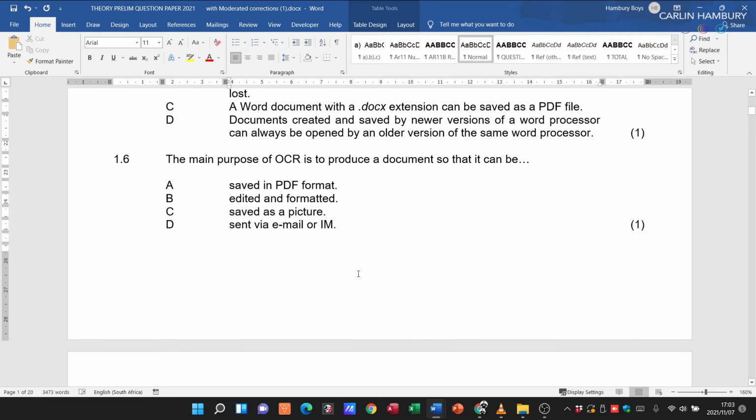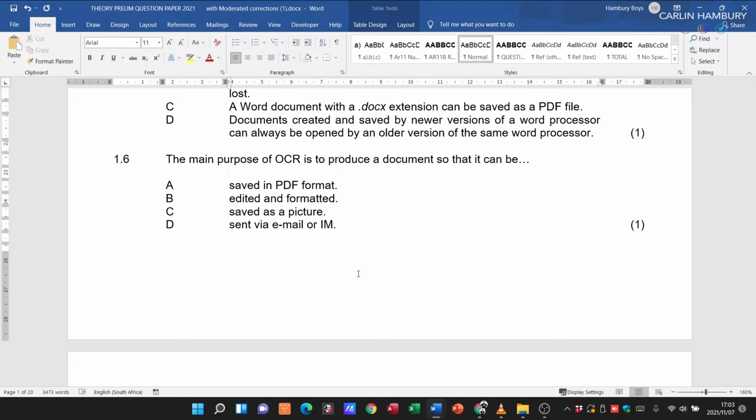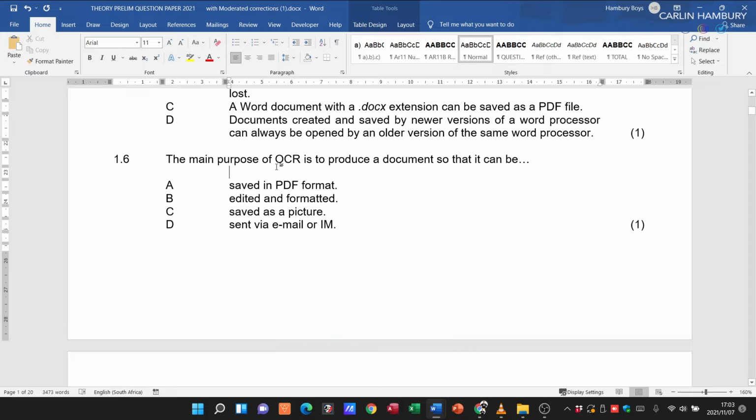Right, 1.6, the main purpose of OCR, what is that? Optical character recognition. What does that mean? It means that when I scan something, the scanner that I'm using and the software that goes with it is able not just to scan the image, but also to identify the characters on the page. That's why it says optical, using an eye, a scanner, to check the document and recognize the characters that it finds on the page.